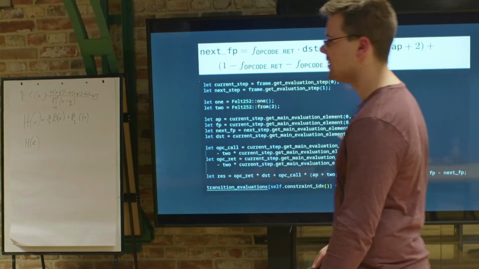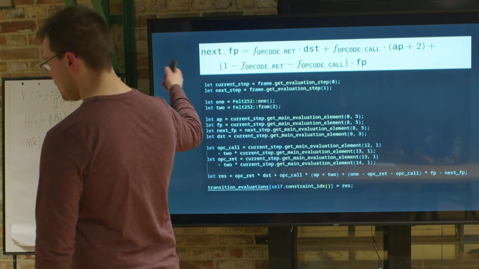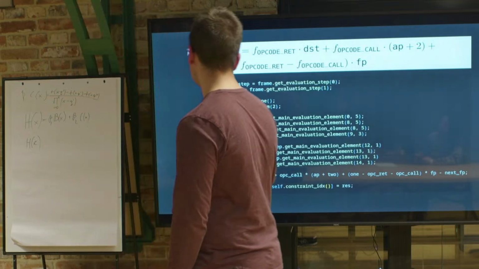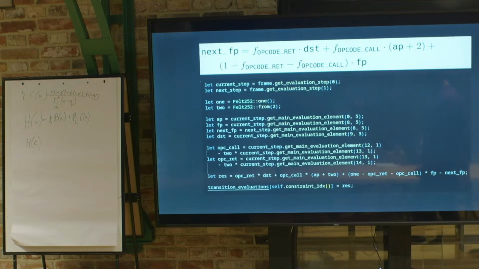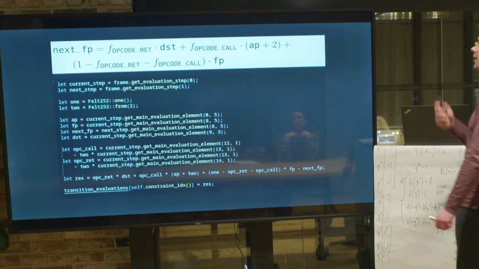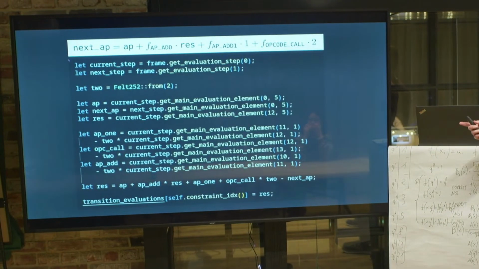And I guess here we don't care about the case when both are true, because they cannot be true. Yes, because either you return from the call function or you call another function. And this also needs to be constrained because maybe a malicious prover is going to set this, right? So this needs to be constrained in another place. The next thing is just the next AP. Next AP can be AP plus res, or AP plus 1, or AP plus 2. That's it.